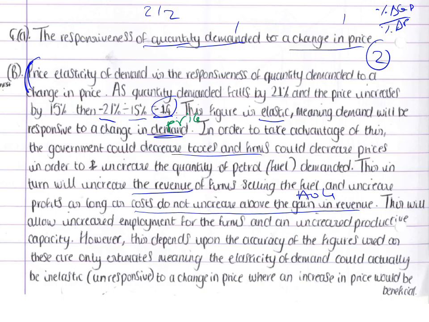It may be good to look at that from an A2 point of view and just mention economies of scale. So we can assume that if they're increasing, or what it depends upon is increasing and gaining economies of scale in terms of the output. This will also allow increased employment for the firms and increased productive capacity. That isn't relevant within this answer, so we don't need this part, just like we've already mentioned the definition above. It depends upon the accuracy of the figures used, as these are only estimates.